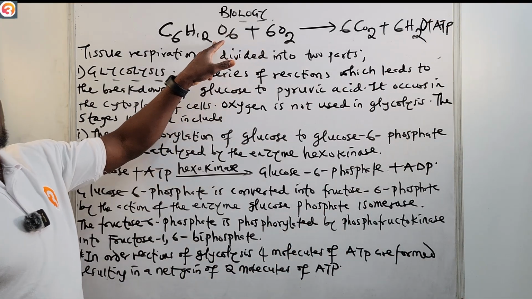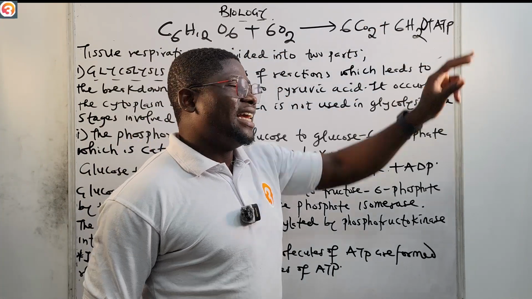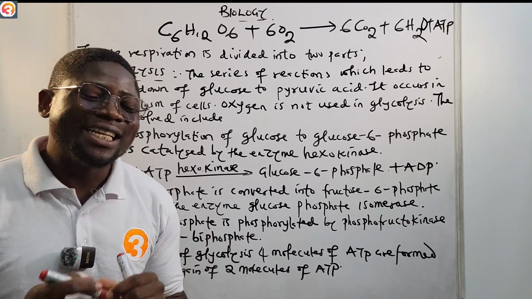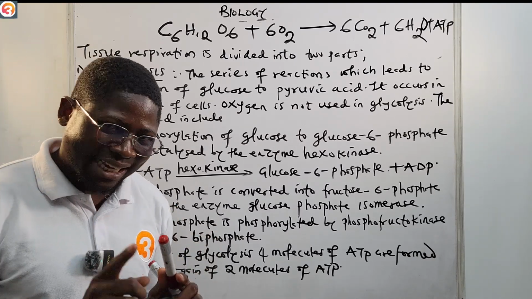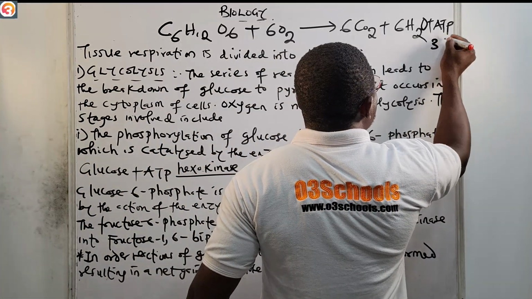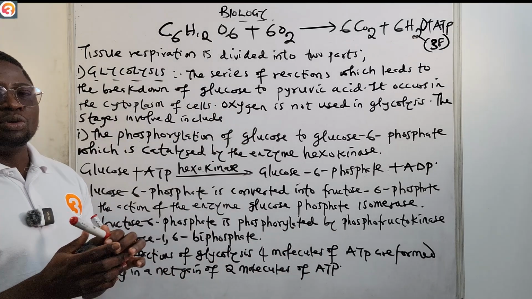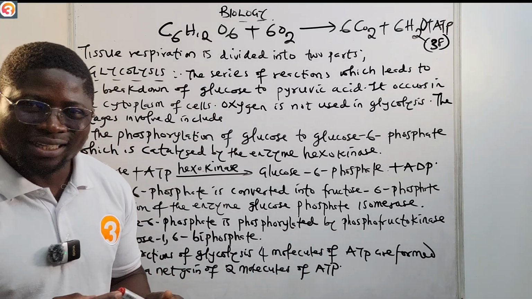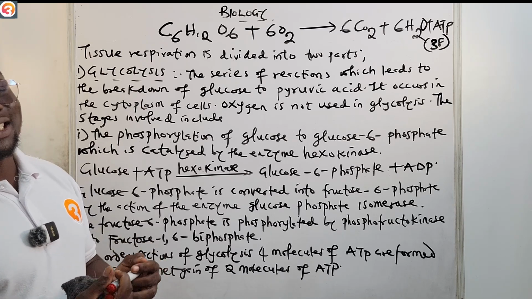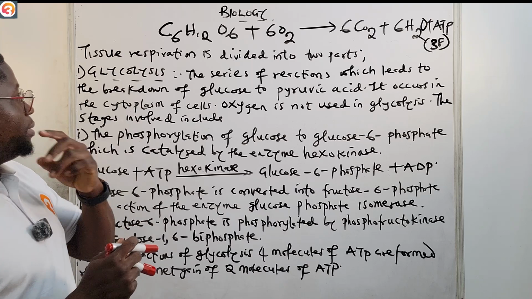Oxygen is used to oxidize our food, which is our glucose, to give us carbon dioxide and water, plus ATP. In aerobic respiration, 38 molecules of ATP are produced. Take note of that. We produce a total of 38 ATP, usually in the powerhouse of the cell, which is the mitochondria. Please take note of that.